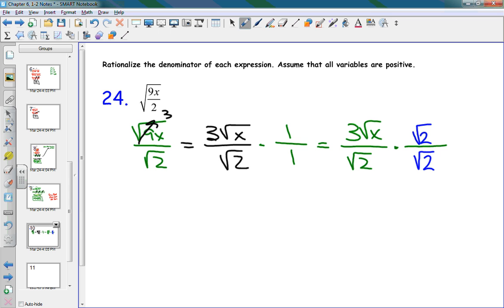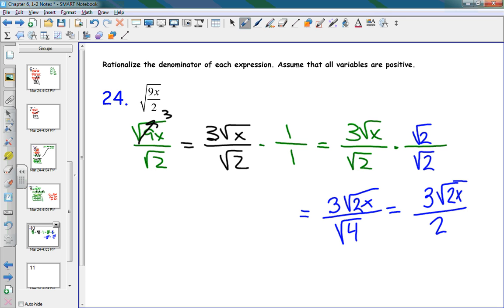If I marry those at the top, that gives me 3 square root of 2x over the square root of 4. And what is the square root of 4, folks? It is 2. So that gives me 3 square root of 2x all over 2. That is rationalized. Does that make sense?